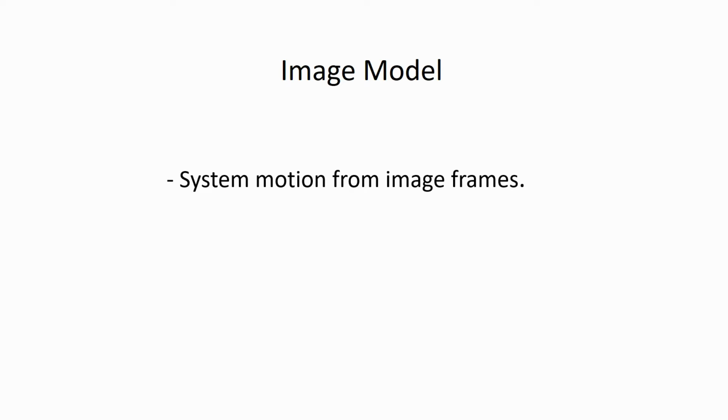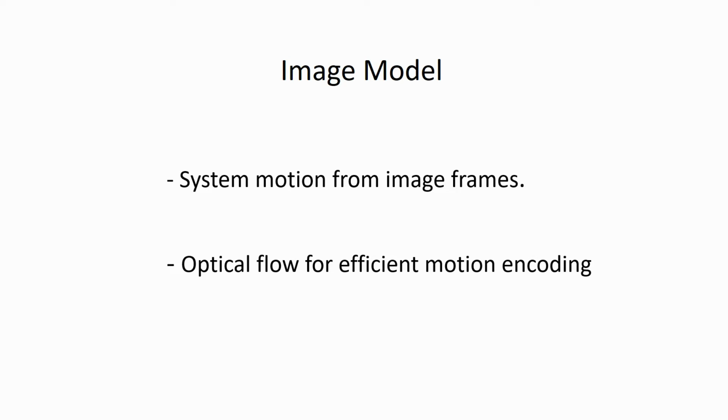The unique challenge for our image model is to identify system motion from image frames, which is different from understanding the semantic content of an image. To address this, we use optical flow instead of directly operating on RGB images. Optical flow can efficiently encode the motion between 2 subsequent image frames.